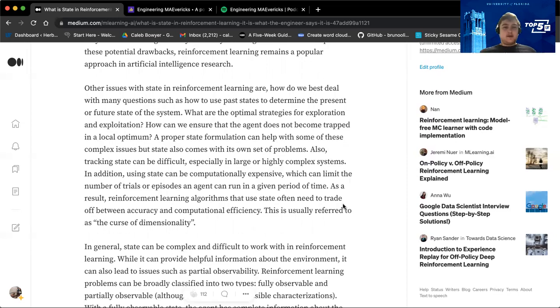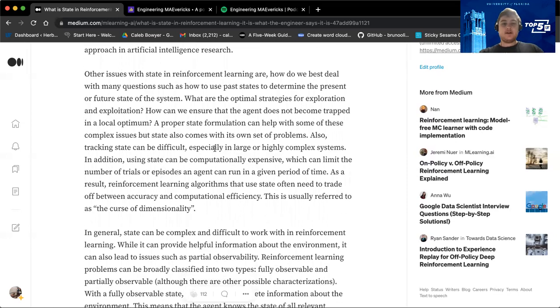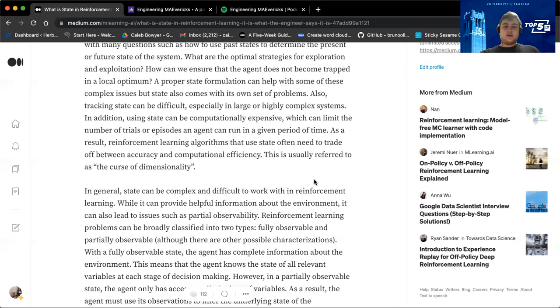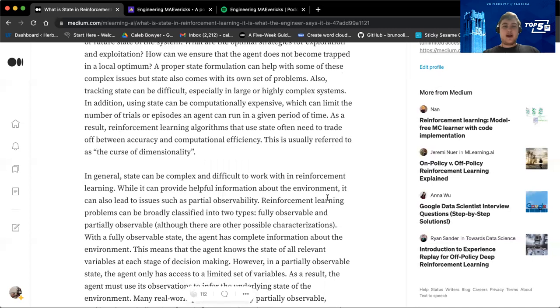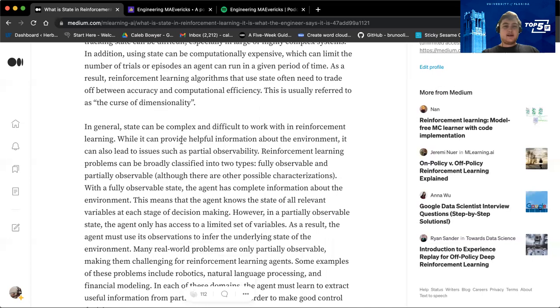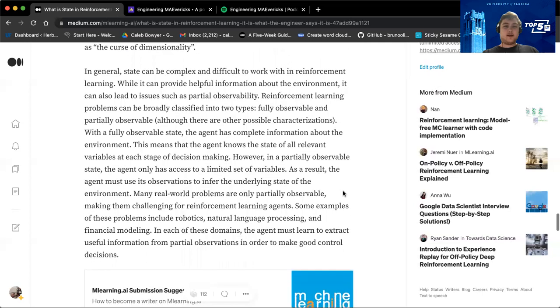Also, tracking state can be difficult, especially in large or highly complex systems. In addition, using state can be computationally expensive, which can limit the number of trials or episodes an agent can run in a given period of time. As a result, reinforcement learning algorithms that use state often need to trade off between accuracy and computational efficiency. This is usually referred to as the curse of dimensionality. In general, the state can be very complex and difficult to work with in reinforcement learning.